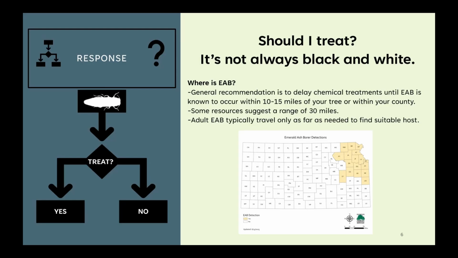And I do know there are cases where people have made a personal decision to begin chemically treating ash trees well in advance of these thresholds, just as a decision to provide protection for their trees as long as it is under their care. But again, just emphasizing that EAB will typically travel only as far as needed to find a suitable host. And so just to ensure that there's efficient use of product and treatments that are actually going to be providing some level of protection.